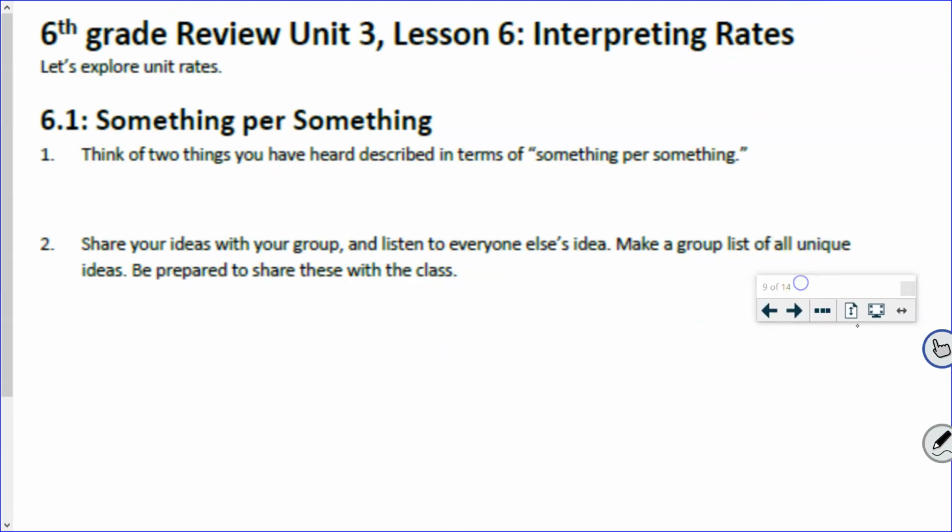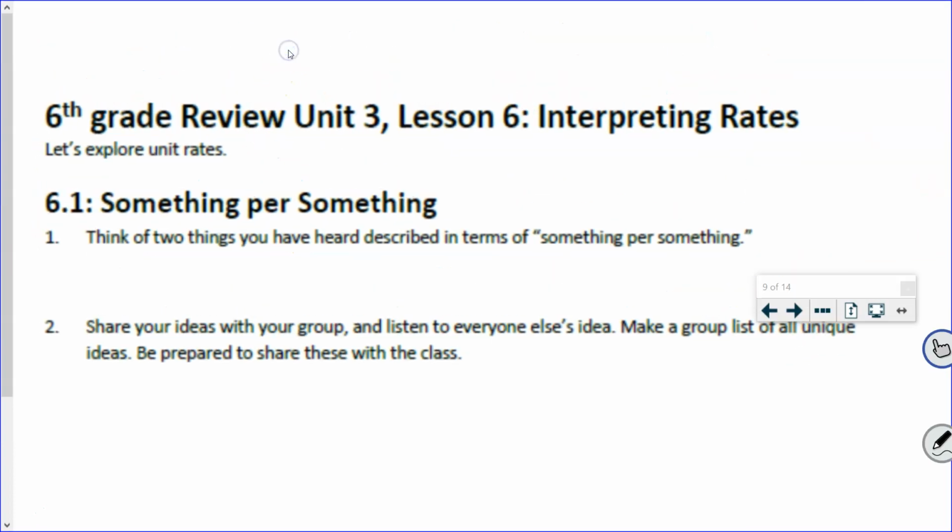Here's our new lesson. Again, this is a 6th grade review. This is Unit 3, Lesson 6. We're talking now about interpreting rates. So, I want you to think of something. Think of 2 different situations where you've heard of something per something. That means that you're going to replace this word here, something, with a thing that you've heard. And this word something is going to be replaced with something that you've heard about. So that we have per. Does that make sense?